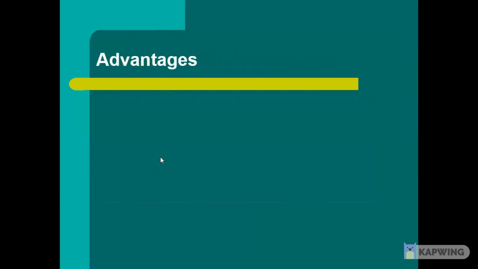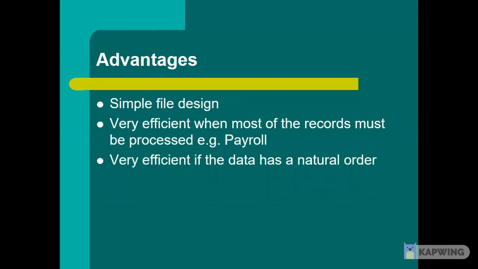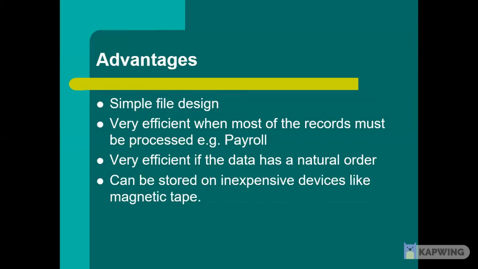Then what are the advantages of a sequential file? It is a simple file design. It is very efficient when most of the records must be processed. Take the example of a payroll system, in which the records can be accessed simply in chronological order. It is very efficient if the data has a natural order. It can be stored on inexpensive devices like magnetic tape, so the storage is simple.